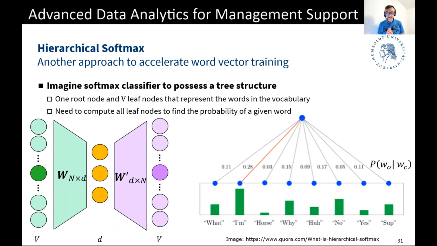HS takes a different route. The idea is to retain the softmax behavior and get this nice probability distribution over words in the end, yet with a greatly reduced amount of computation in training.